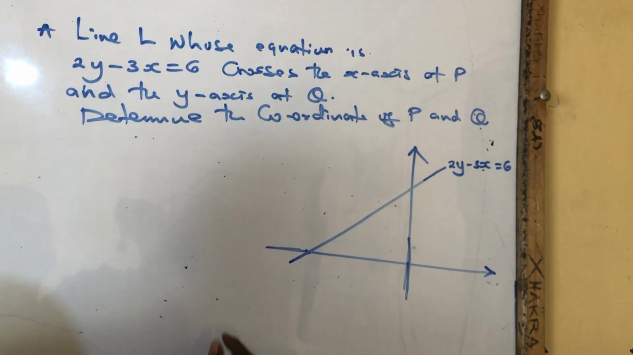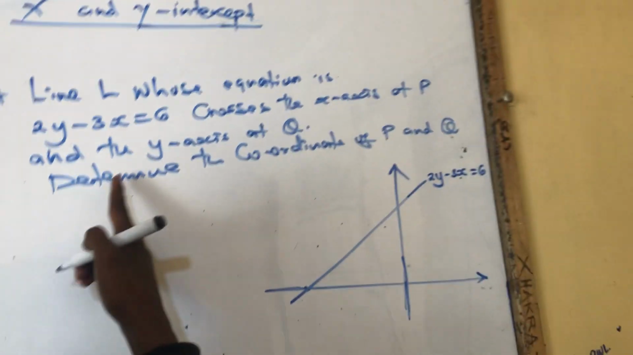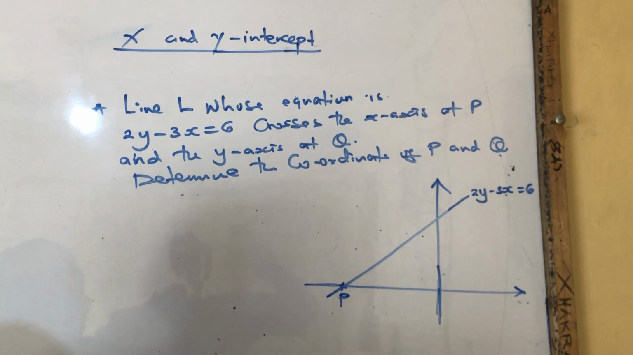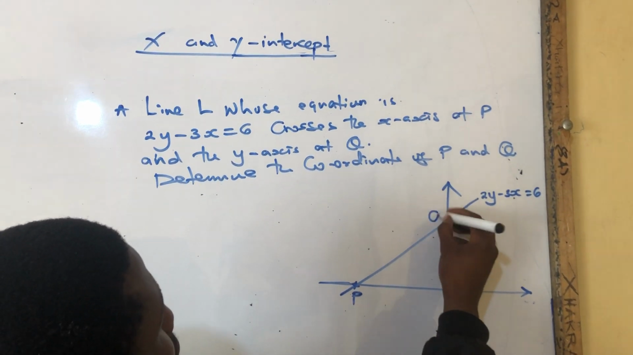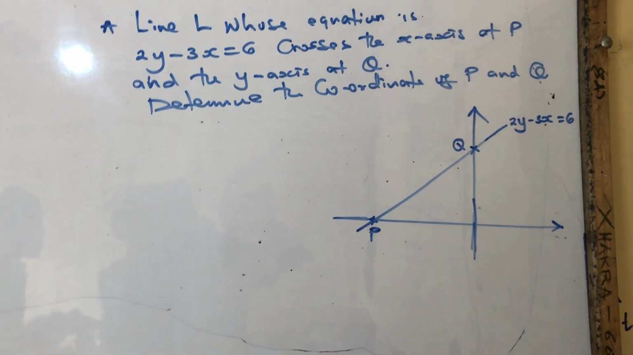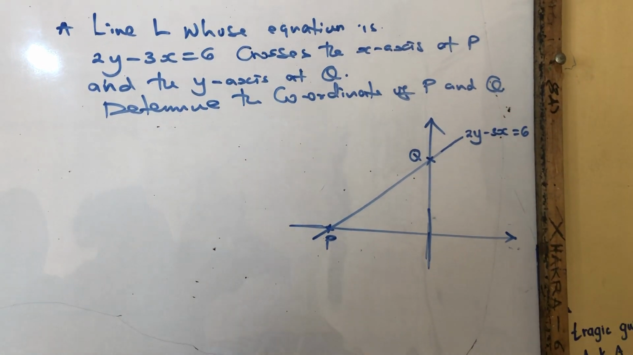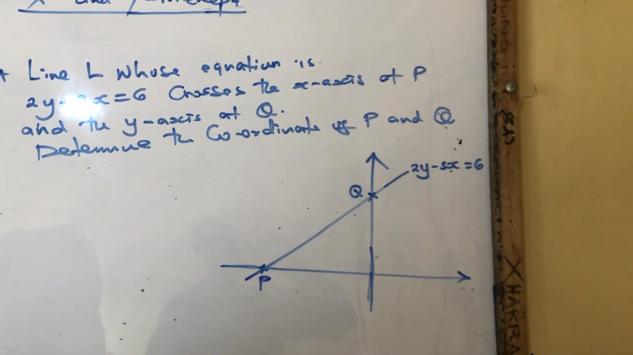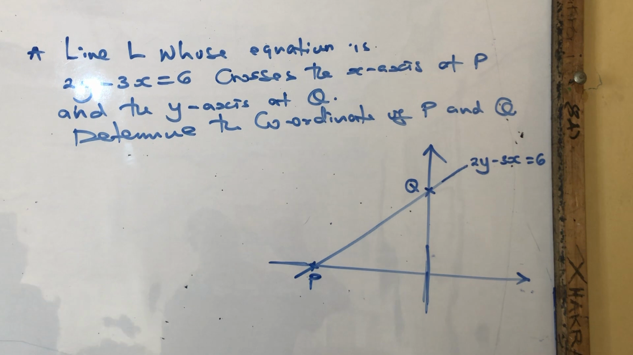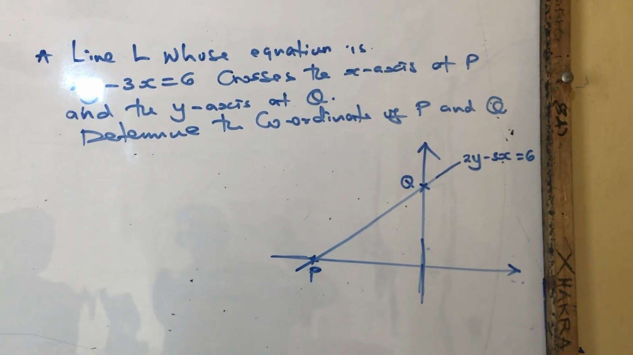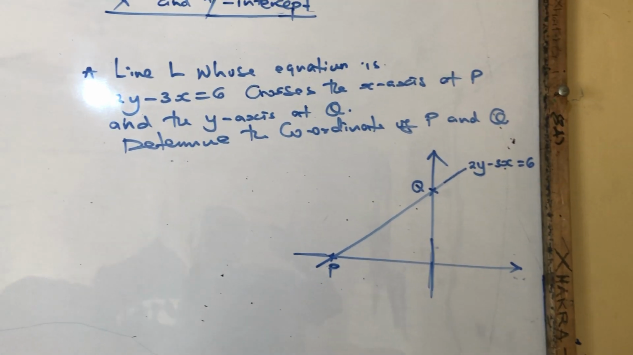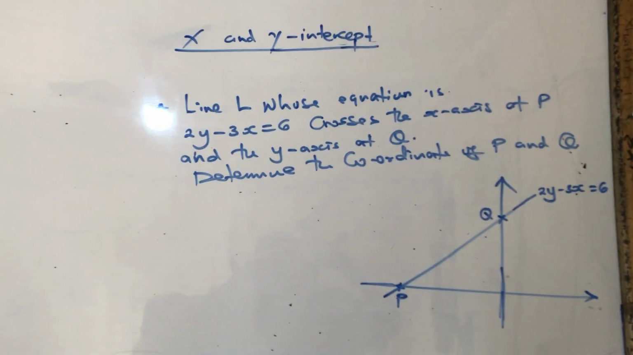is crossing the x-axis at a point P and the y-axis at a point Q. And the question is asking you to determine the coordinates of P and Q. How do you find the coordinates of P and Q?